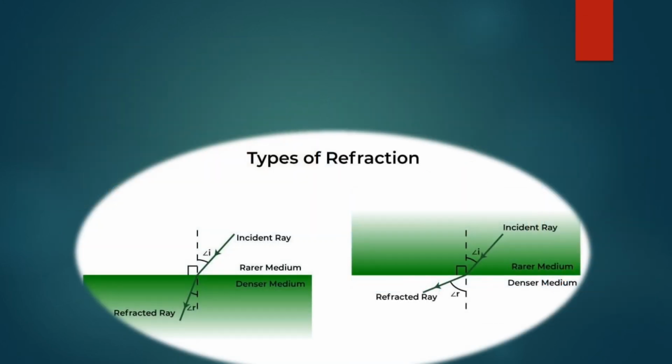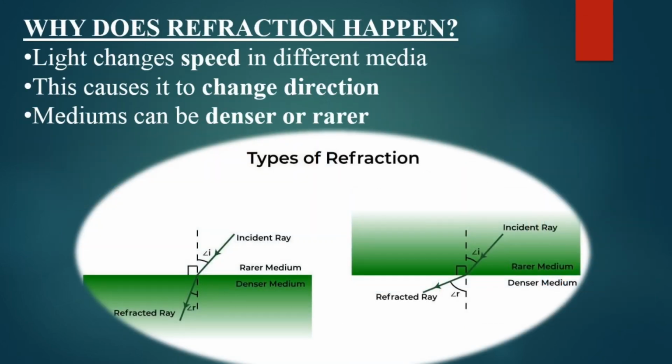So, what actually causes refraction? Here is a simple reason. Light changes speed when it travels through different materials or medium. When light enters a new medium, like from air into water, it slows down or speeds up depending on how dense the material is. This change in speed causes the light to change direction, and there's the bending we see.